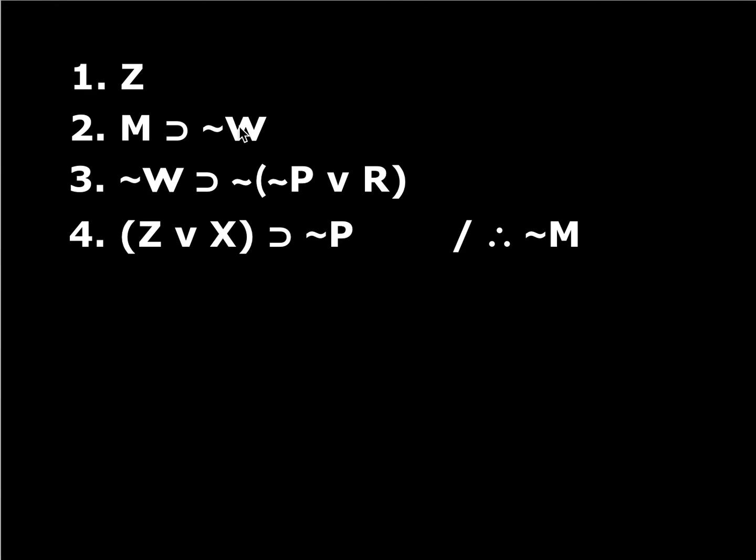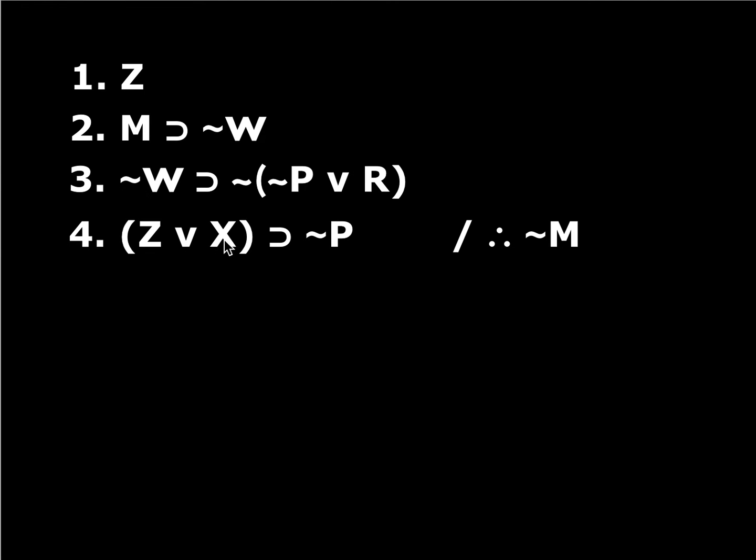Because not M is the conclusion. Well, how could I get not W? Well, that only shows up here. Again, if I could get the negation of this, I could get the negation of that, W, by modus tollens. Well, the negation of this, take this tilde off, would just be not P or R. How could I get not P or R? Well, if I could get not P, then I could get not P or R by disjunction introduction, right? How can I get not P? Well, not P shows up here. If I could get Z or X, then I could do modus ponens to get not P.